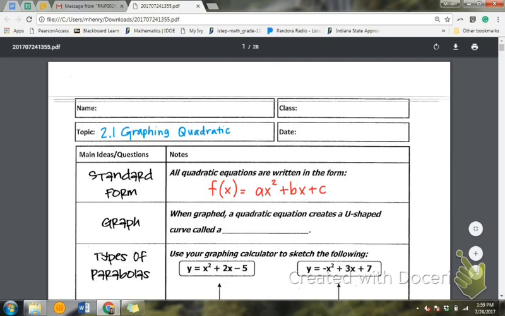When we graph a quadratic equation, it creates a U-shaped curve. Does anyone know what that's called? Thank you, Ryan. It's called a parabola. Okay? So these are some vocabulary things right here. So a graph, standard form, etc.